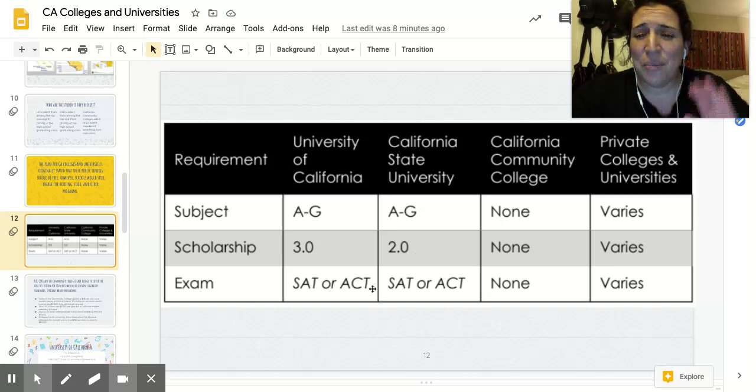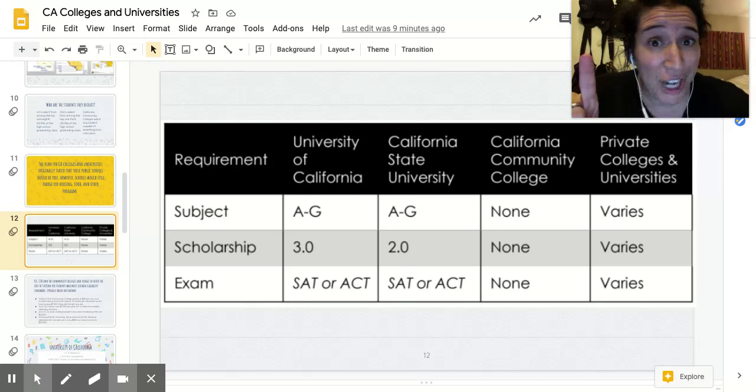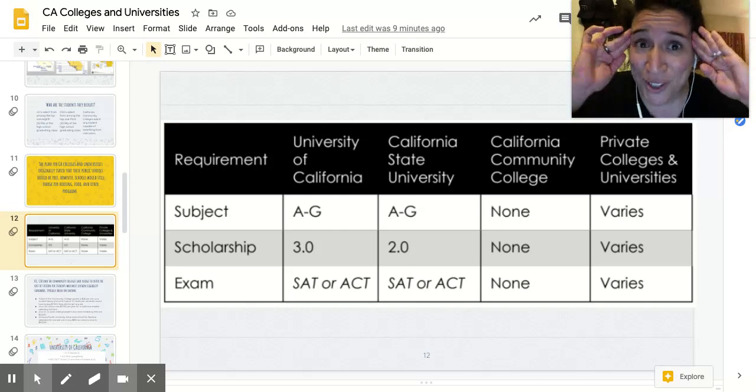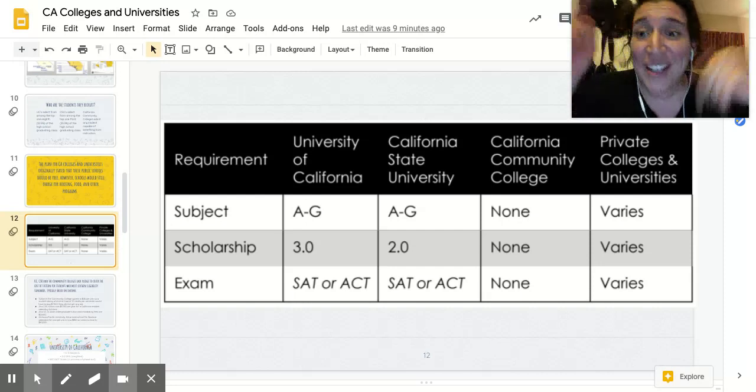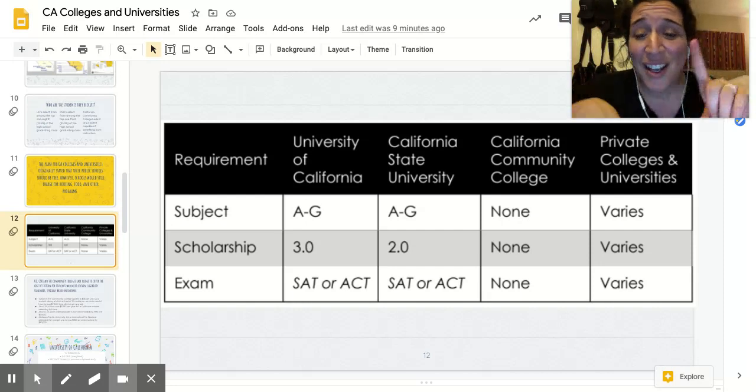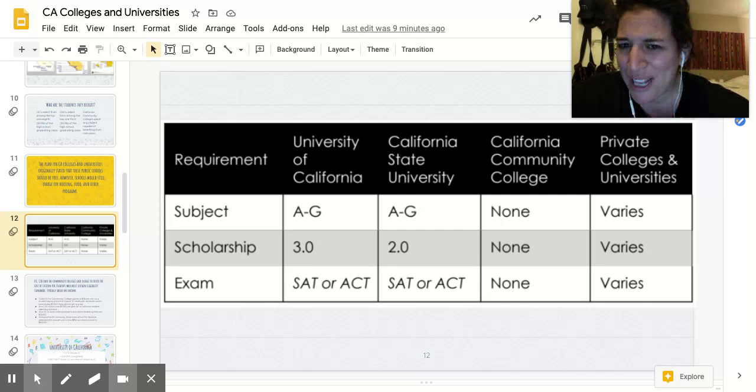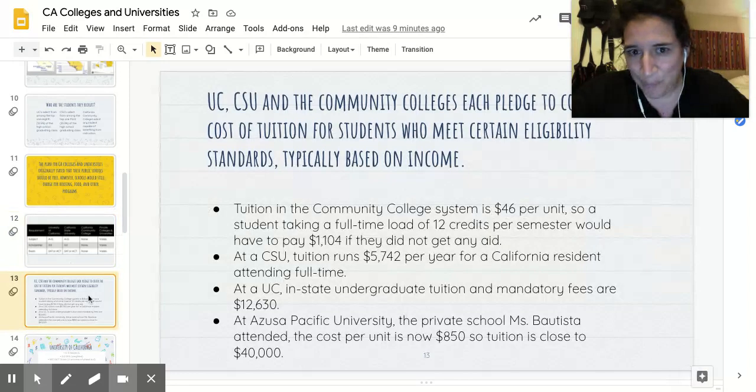For University of California and Cal States, they have required the SAT or ACT, but because of COVID, this has changed. So stay tuned. A lot of colleges are doing away with this. Keep in mind, community colleges don't require a set number of classes. Scholarships, because of the cost, there's no requirement, and there's also no exams required. For private colleges and universities, you have to check with each one that you're going to apply to individually.